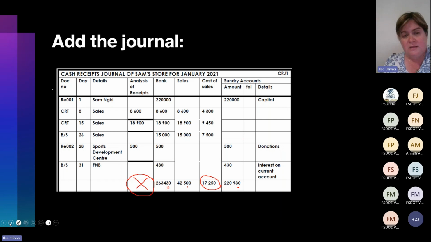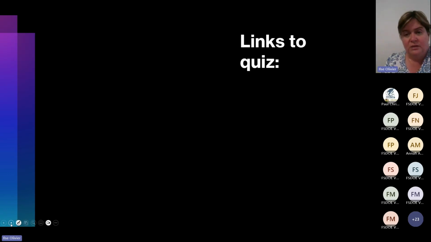All right. This is a very, very elementary cash receipt journal. What are the important things to remember? That if it is directly deposited, it's not in analysis of receipts. Sales always have a cost of sales, and when you see it is a bank statement, it is not in your analysis of receipts. You must add your bank and all your other columns, and sales plus your sundry accounts will give you a bank amount. Right. Thank you for your attention.